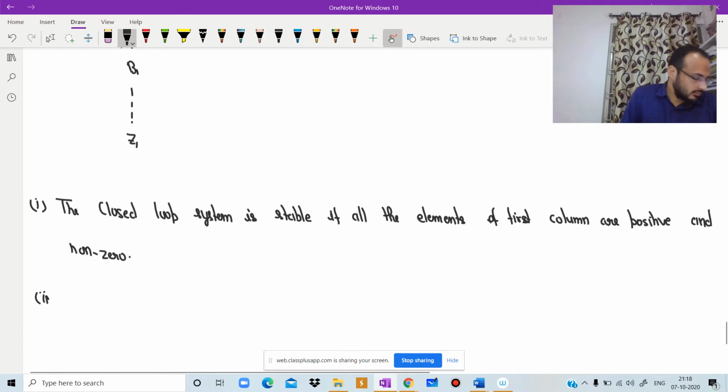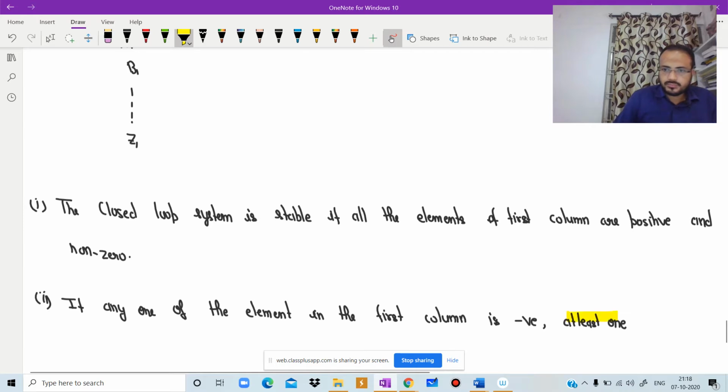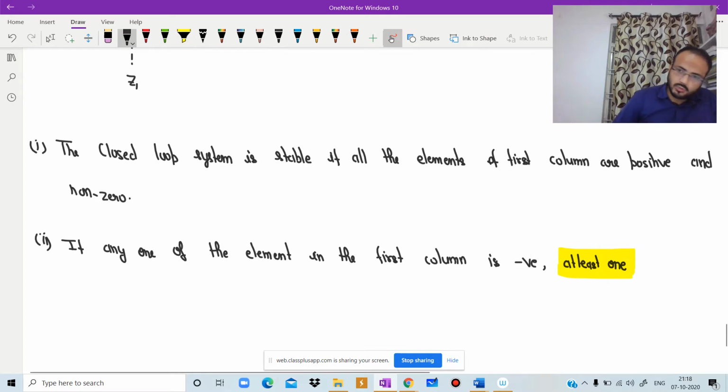Second point, if any one of the elements in the first column is negative, then at least one root, maybe more than that, has positive real parts.